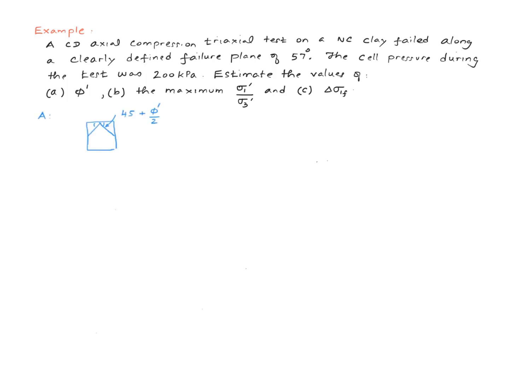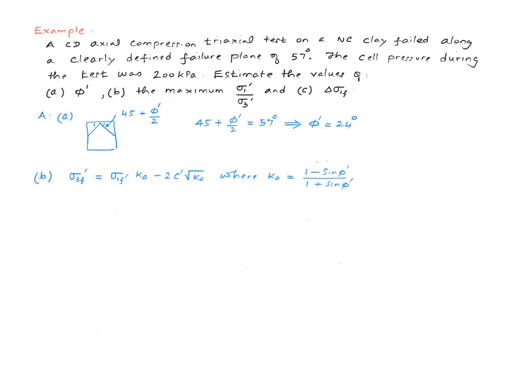We established in an earlier video that the failure plane makes an angle of 45 plus phi over 2 with the horizontal, right? So we set that equal to the given value of 57 degrees, and that gives us an effective friction angle of 24 degrees.